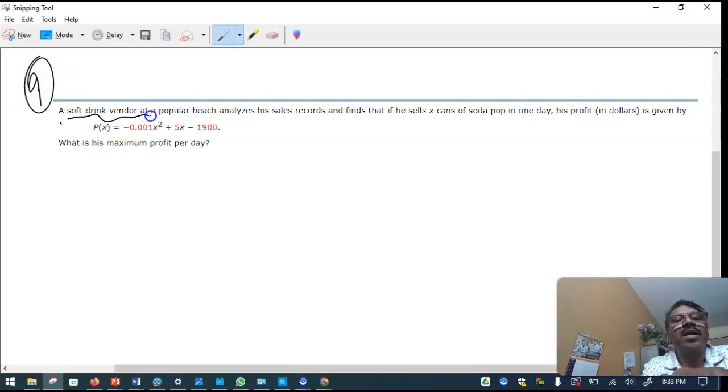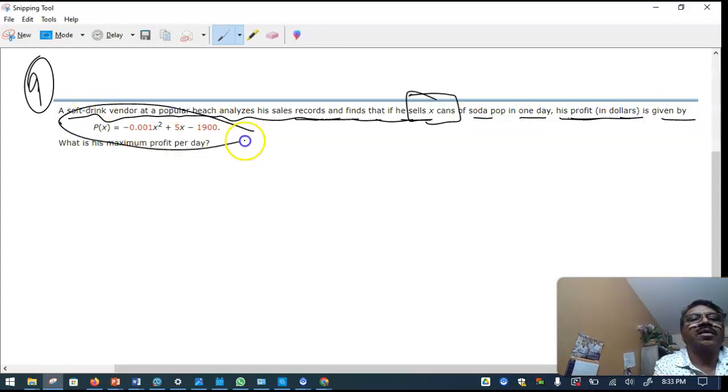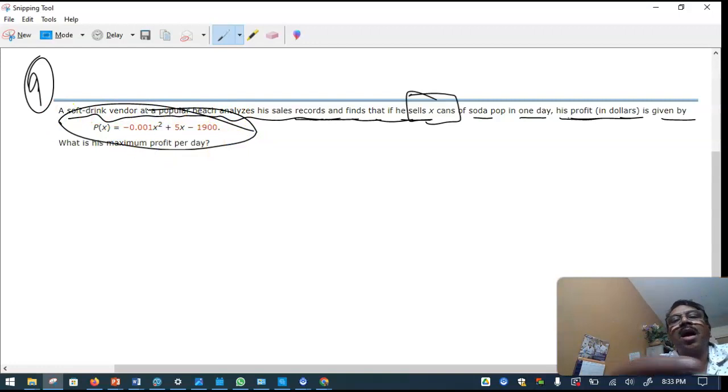A soft drink vendor at a popular beach analyzes his sales records and finds that if he sells x number of cans of soda a day, his profit in dollars is given by some expression, P(x). Now you're supposed to use a calculator to figure this out. What is the maximum profit per day?